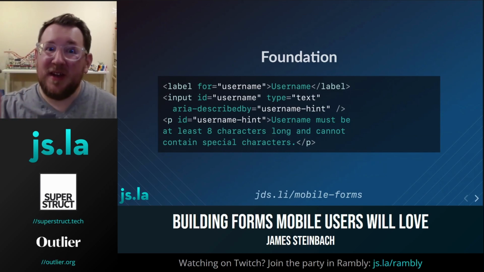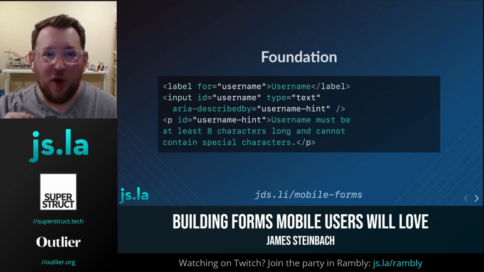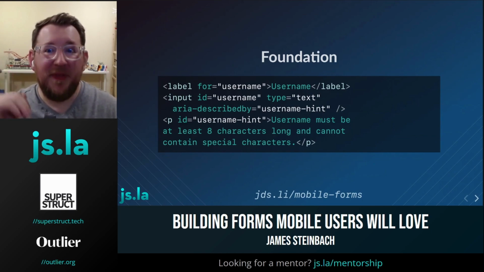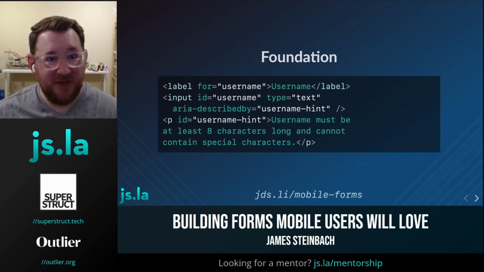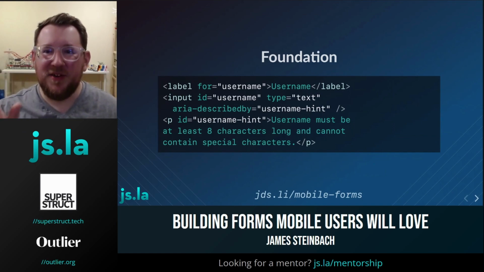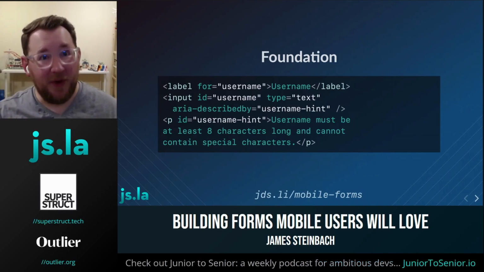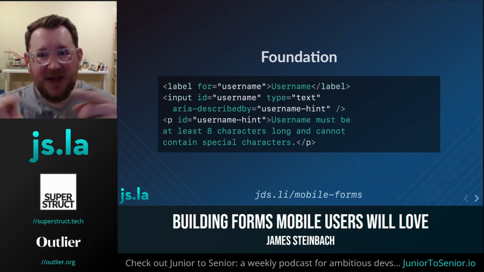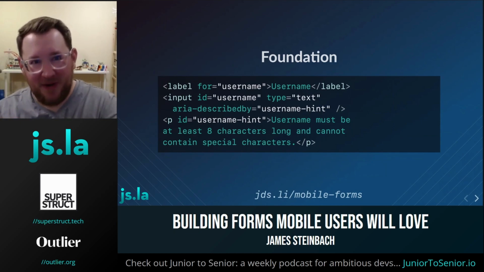To semantically associate that paragraph with the input, we keep the label and input attached like normal with for and ID, but then we give that paragraph of descriptive text an ID of its own and put that string into aria-describedby on the input. And it looks a little bit like a daisy chain. The label's for points to the input ID, the input's aria-describedby points to the paragraph ID.